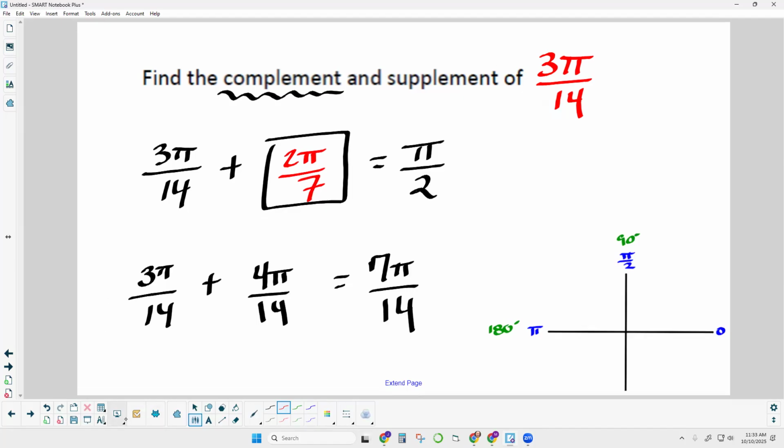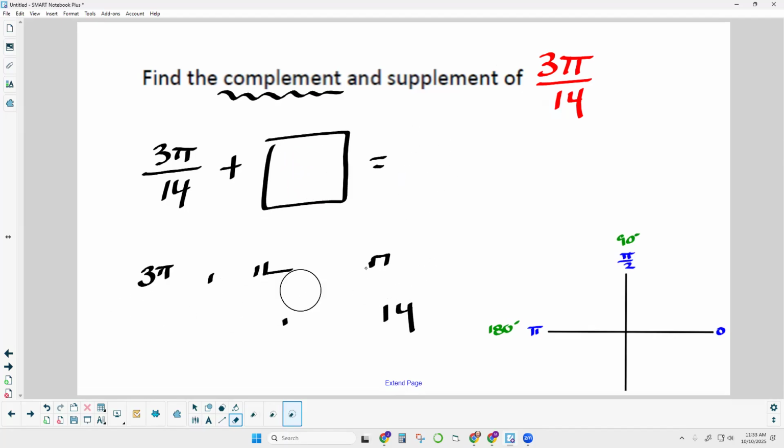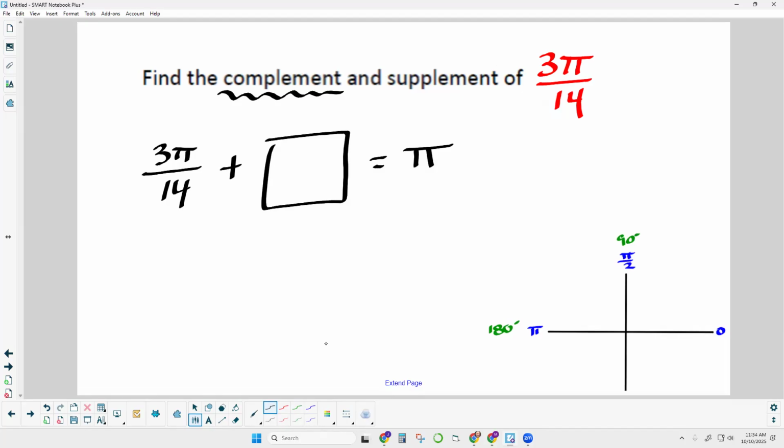Okay, now let's look at the supplement. So let's backtrack a little bit here. Now what we want to do is find the angle that would add to 3 pi over 14 to give us pi, because remember, pi is 180 degrees. This is really simple because pi minus 3 pi over 14 is simply 11 pi over 14. So that right there is our supplement. Easy to do because it's easy to take away from pi.